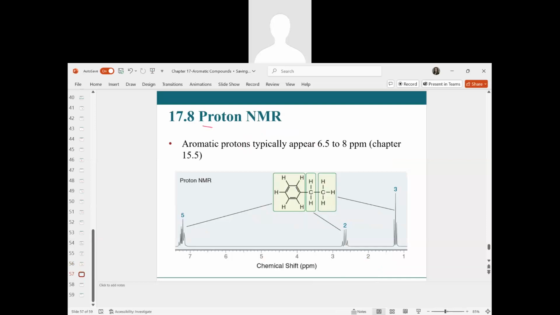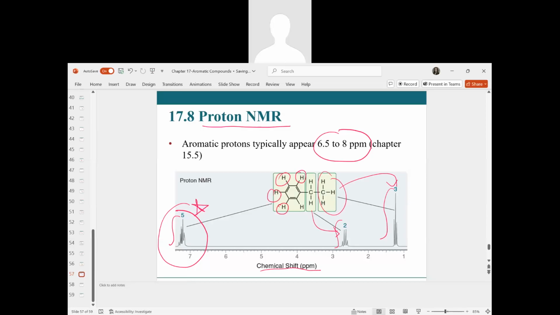We can also generalize some patterns with proton NMR, and aromatic protons generally will appear between 6.5 and 8 parts per million for their chemical shift. So that's what's shown down here. We have our aromatic protons above 7, and we can see the integration of these signals. This represents the three protons in the ethyl substituent. This quartet would represent the two protons in the ethyl substituent. And that's how we know this integration of 5 represents the 5 protons in our aromatic ring.